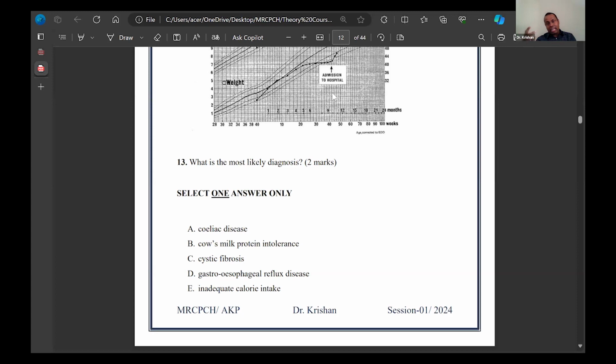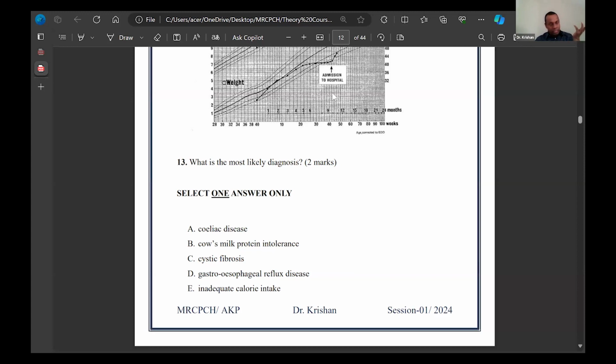Gastroesophageal reflux, they will say that the child had recurrent episodes of regurgitation, vomiting, arching back of the head, right? So that information is not given. None of those will just improve by admitting, but we need to start a specific diet or a treatment. This child has just improved. So what probably might we have done? Improving the calorie.